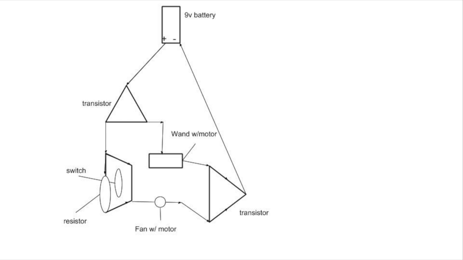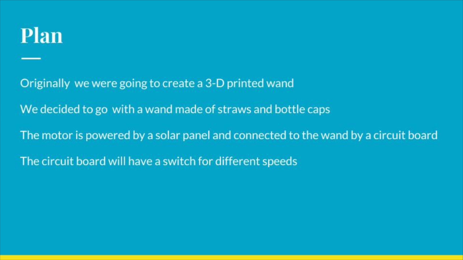We also needed to decide which power source to use. We then needed to connect the power source to a circuit board, and the circuit board was going to be connected to the wand while a fan blew to make the bubbles come out. The next step is plan.